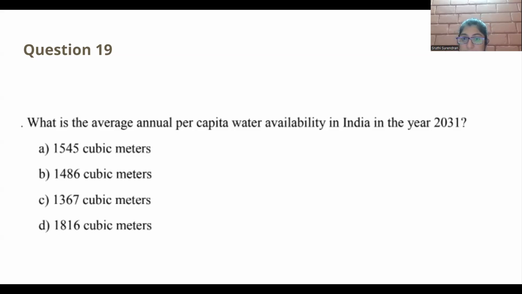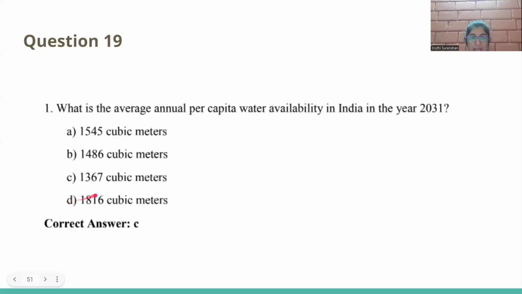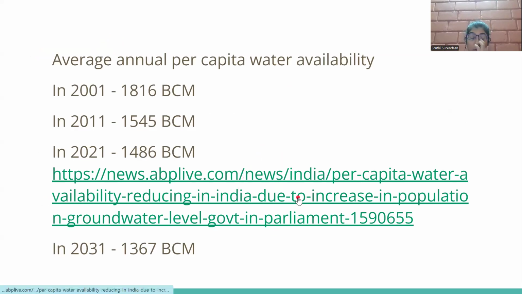Okay, so we have Hanumanta, Gokula. This is not an answer I would blame you for not knowing, because it's all numbers, and it's not easy to keep numbers in your head. Let's see in which part of your lecture it comes. The correct answer is 1,367 cubic meters. I got this from an online source which says the average annual per capita water availability in the year 2001 was this much.